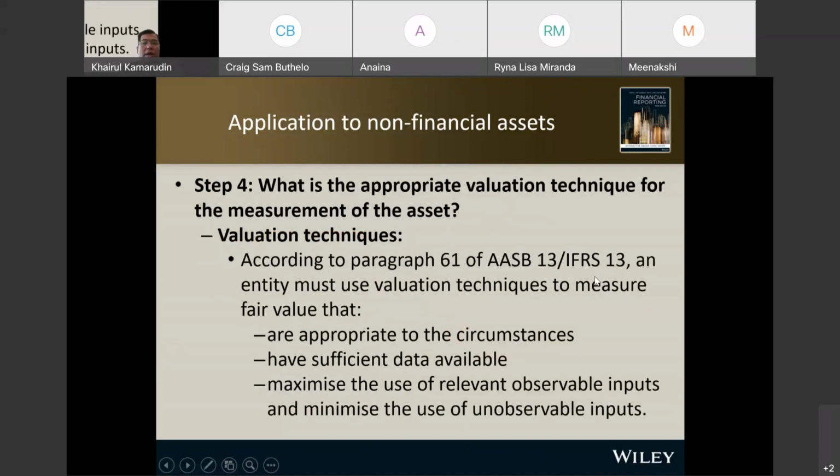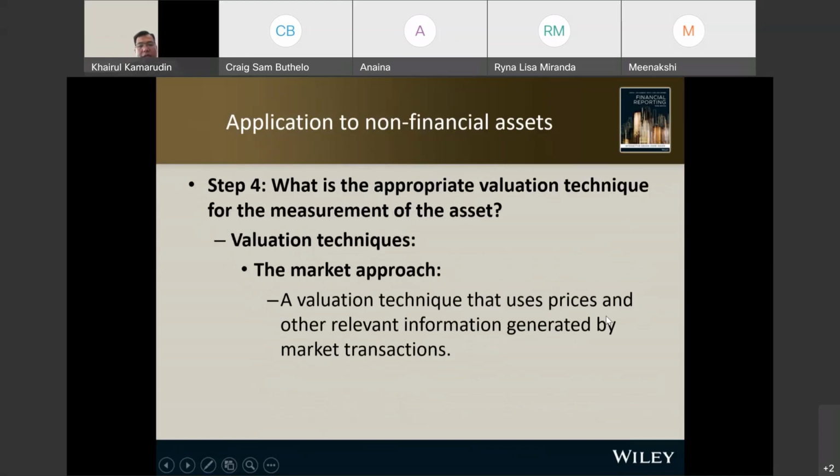Okay. So what are the appropriate valuation techniques? An entity must use valuation techniques to measure fair value that are appropriate to the circumstances. They must have sufficient data available, maximize the use of relevant observable inputs, and minimize the use of unobservable inputs. So you need to have some information there. What is the correct price, the fair value for the asset?